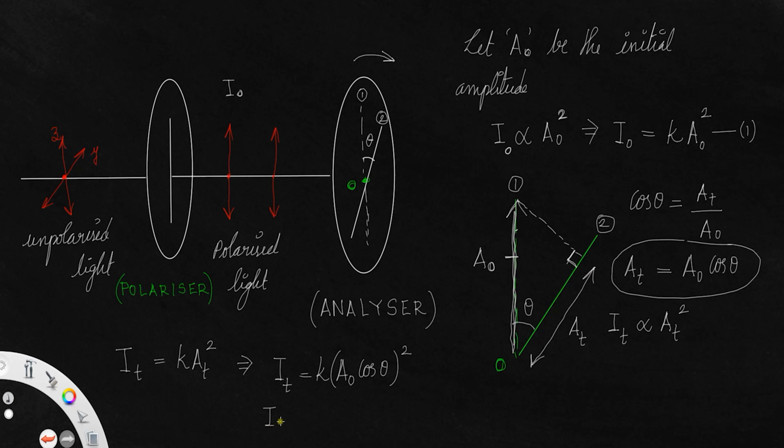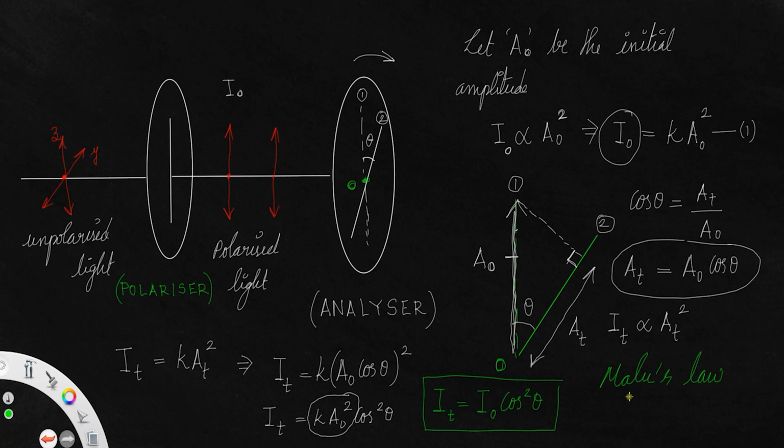That will give IT is equal to K A0 square cos square theta, squaring both the terms. Now we know K A0 square is our initial intensity. So we will get the intensity through the transmission plane is equal to the initial intensity, see, this is I0, times cos square theta: I equals I0 cos square theta. And this is called Malus's law. Clear?